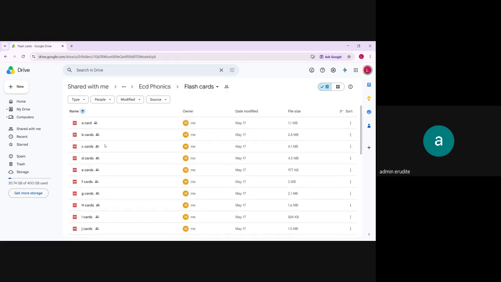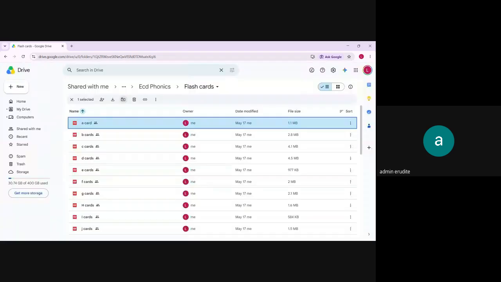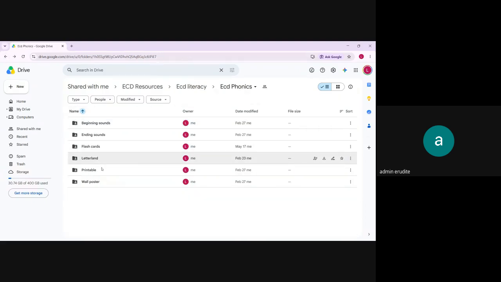This is one of my favorite things. I love these flashcards. It's easy flashcards like this. You cut it, you laminate it, you hand it out if you are doing phonics. It's A for ant, A for arm, or you say off. But you understand what I'm trying to say. So yeah, just go through it.